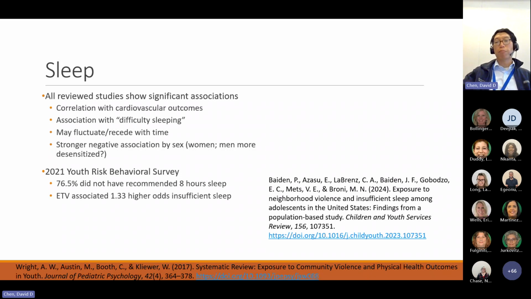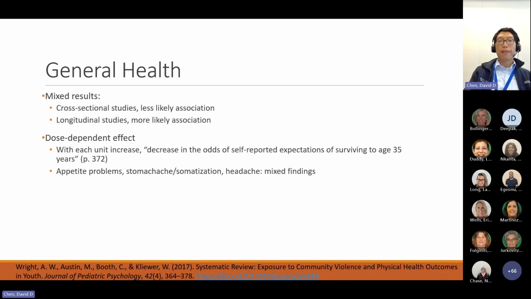We hope to have more detailed evidence about this in the years to come, now that the National Youth Risk Behavior Survey has begun incorporating explicit questions related to exposure to violence, and specifically community violence. A recent study looking at that found that exposure to violence was associated with significantly higher odds of insufficient sleep in this nationwide sample. And then general health.